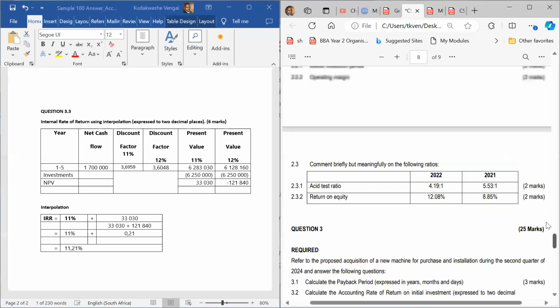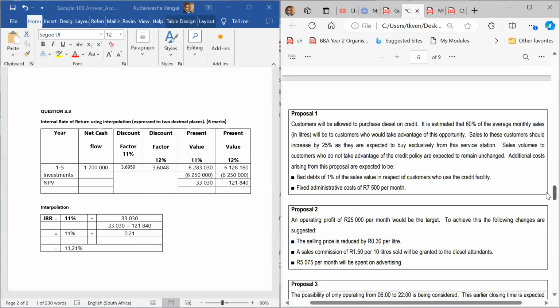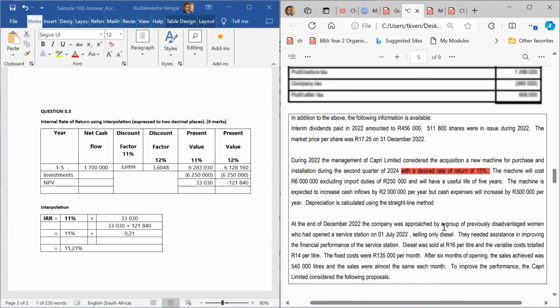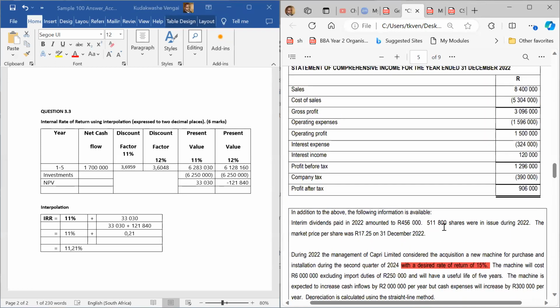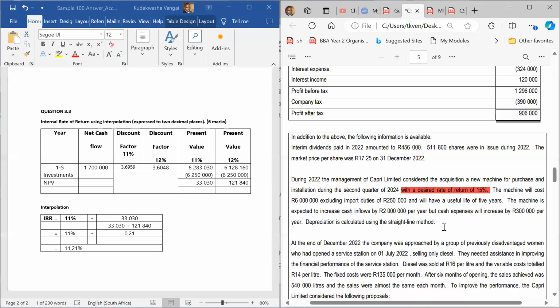And if we were working in a company, I would then tell the manager of that company, do not invest in this project. Why? Because the internal rate of return of 11% is less than the required rate of return, or the desired rate of return, of 15%, which means that we are making losses in this particular project.